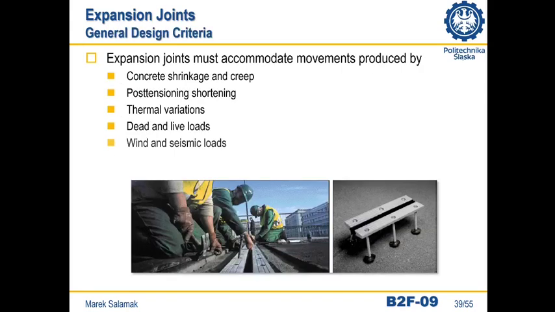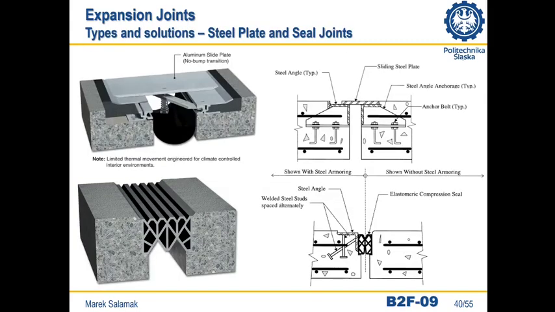Expansion joints must accommodate movements produced by concrete shrinkage and creep, post-tensioning, shortening, thermal variations, dead and live loads, wind and seismic loads, as well as structural settlements. Many different solutions are used that adapt to the volume and type of traffic. They also differ in durability, noise, and of course price.